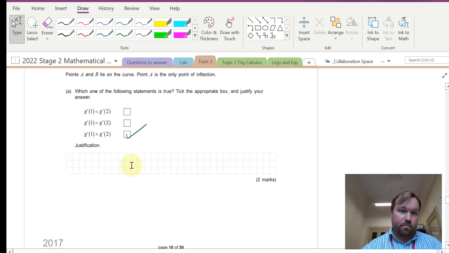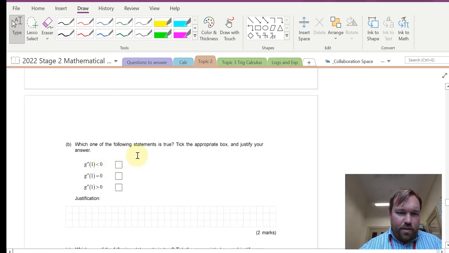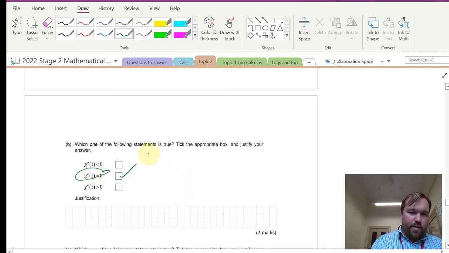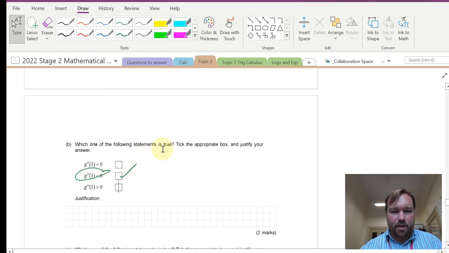Justification. Which of the following statements is true? Take the appropriate rocks and justify your answer. The second derivative of 1 is less than 0, and the second derivative of 1 is equal to 0. Okay, so points of inflection occur when the second derivative equals 0, and that is the justification.